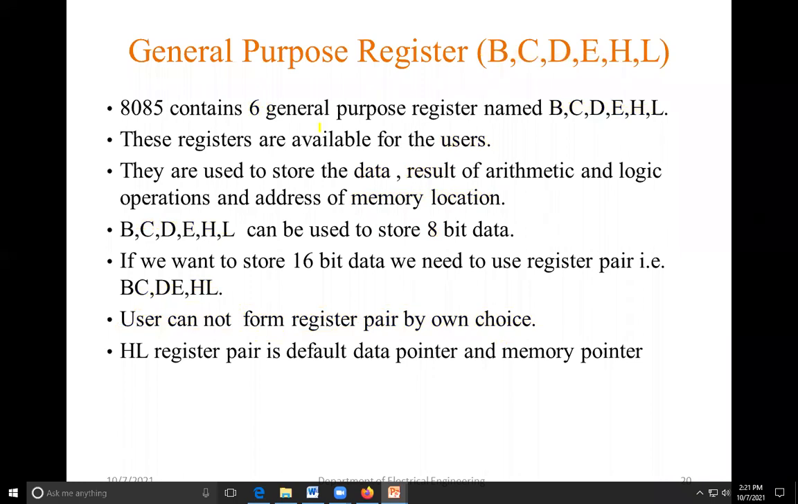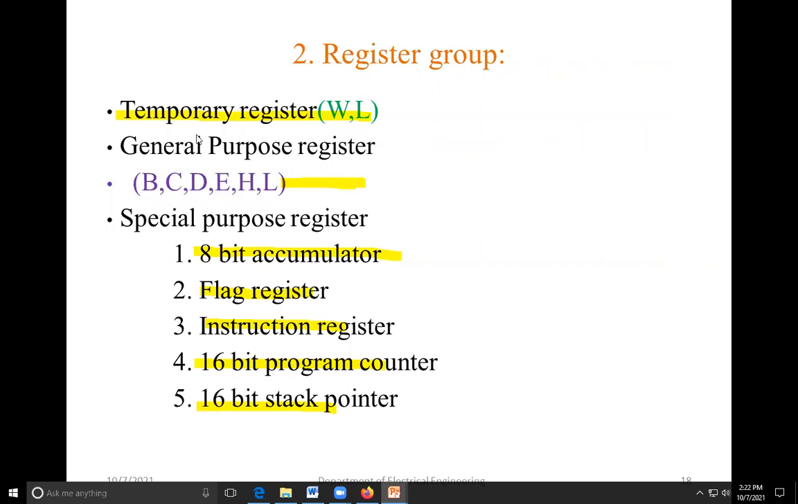It must be created by the microprocessor. Means it is created by those who create the microprocessor. So you must remember these things. You cannot create the pairs yourself. So this is the general purpose register. First are the temporary registers, W and Z. Second are the general purpose registers.